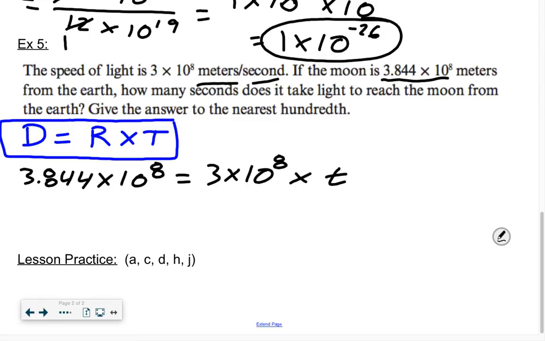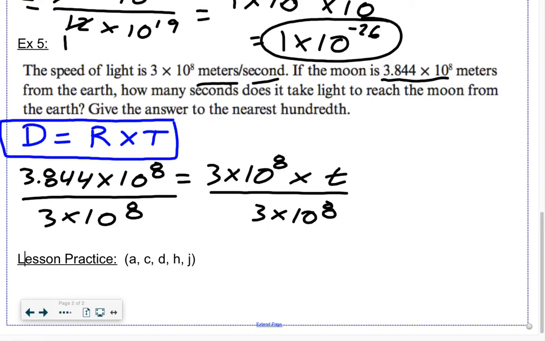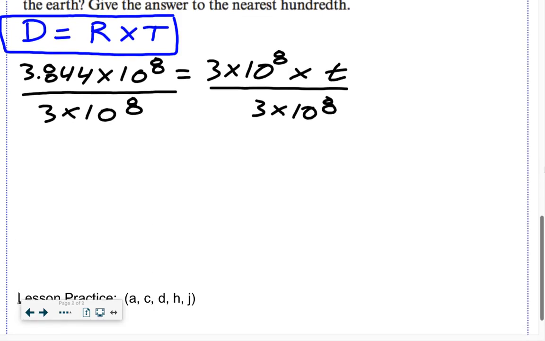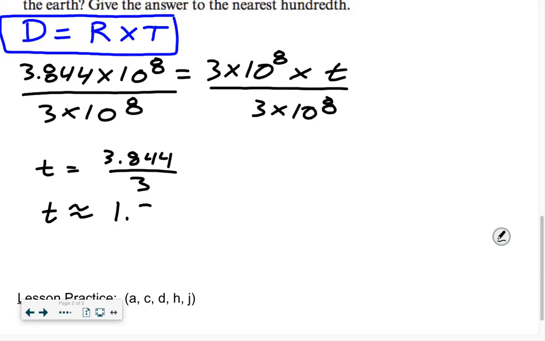So how do I solve for t? Divide both sides by this. Now, what happens to our 10 to the 8th powers here? All of those cancel. So what we're looking at here is simply 3.844 over that 3. The approximate time that we come up with. If we divide, 1.28.